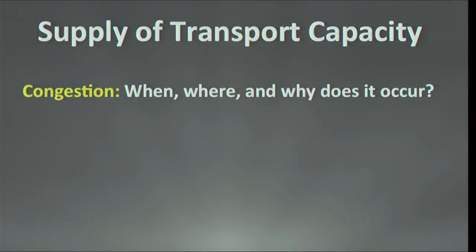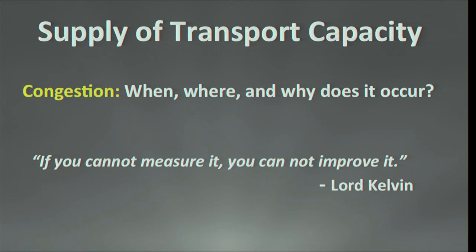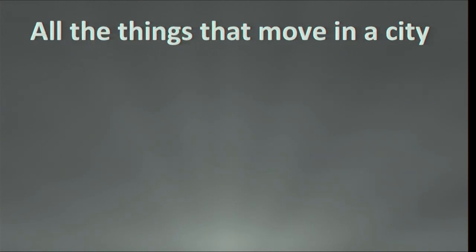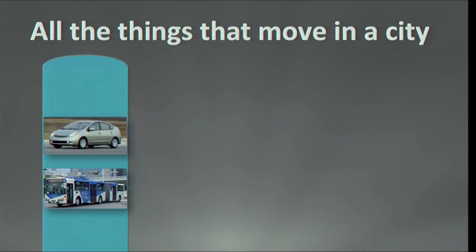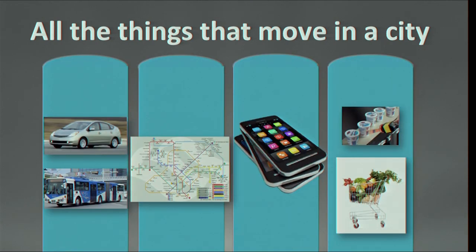Okay. So let's look at supply of transport capacity, and let's say that our goal is to really get into congestion. Understand it in excruciating detail, like weather, okay? And this is useful because if you can measure it, you can improve it. So if you look at all the things that move in a city, you want to look for things that emit electronic signatures, right? And so cars, city buses, metro systems, smartphones, food, all of these things move.